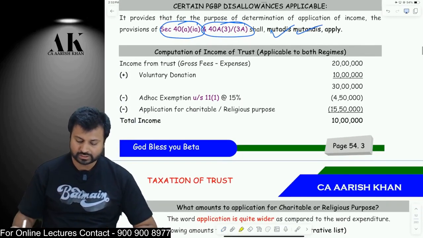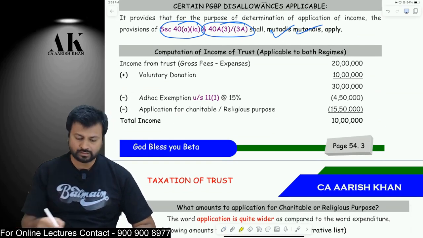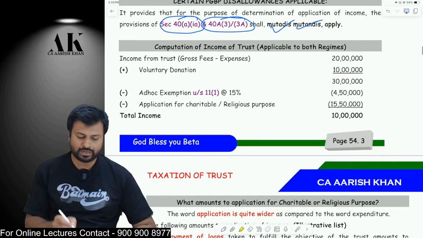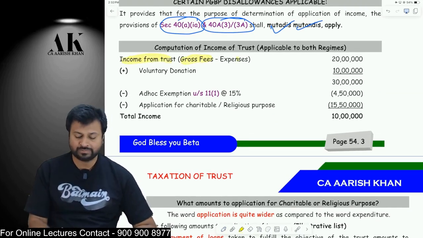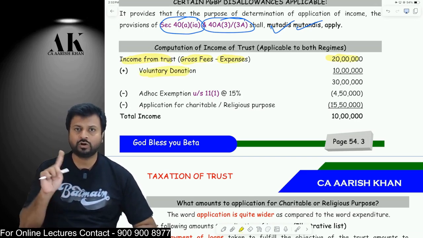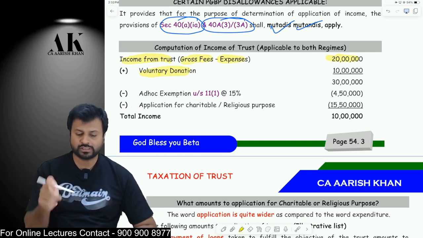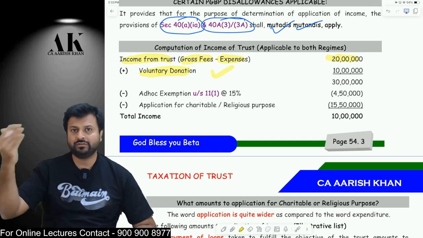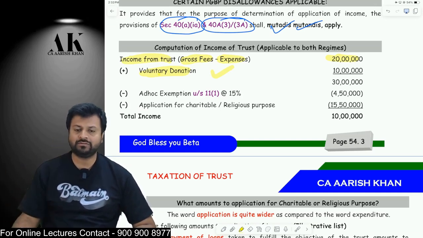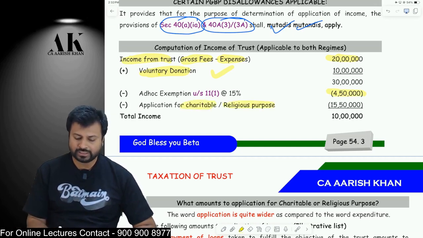Now coming to the discussion of how a trust will compute its income. A trust will compute its income in the following manner. The very first thing, the trust will write the income from the trust, that is all the fees minus all the expenses will be the income. Then voluntary donation will be added over here, not corpus donation. Yes, if the corpus donation is taxable, then that also should be added back, but corpus donation is exempt if you invest it in the mode specified in 11(5), then that will not come over here. Then after that you will get an exemption under section 11(1) at the rate of 15%, and then you will apply your money for charitable and religious purposes.